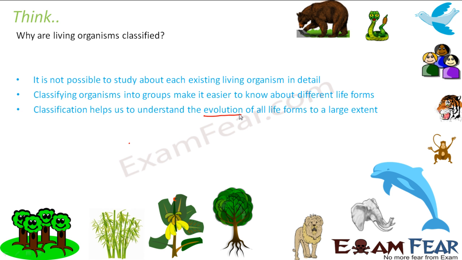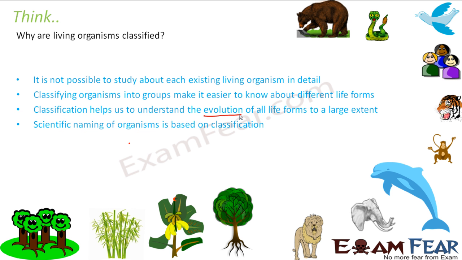So that way, when we study classification, or when we try to classify organisms into groups, we focus more and more on the characteristics of organisms. When we focus so much on the characteristics, we get an idea about which characteristics gave rise to what all different characters. Scientific naming of organisms is based on classification, right?